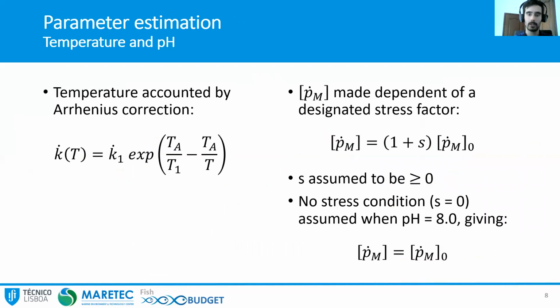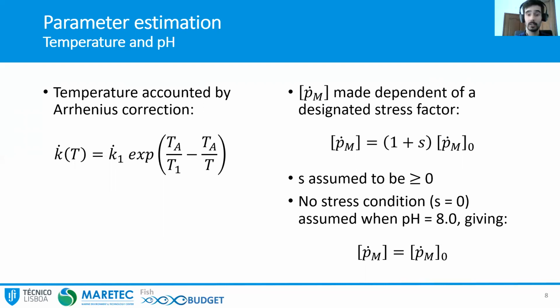Now, about how I took temperature and pH into account on the parameter estimation. Temperature was accounted by the Arrhenius equation. It's pretty standard, so I don't think I need to dive more into that.